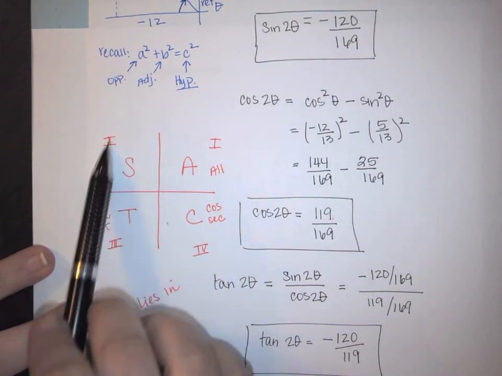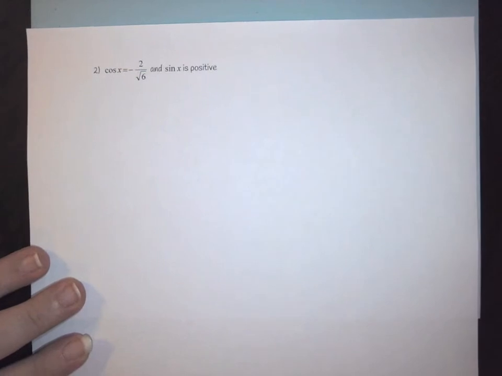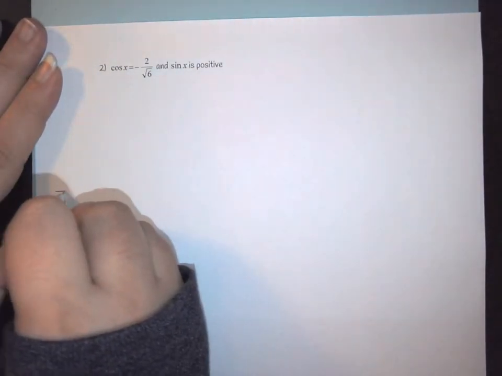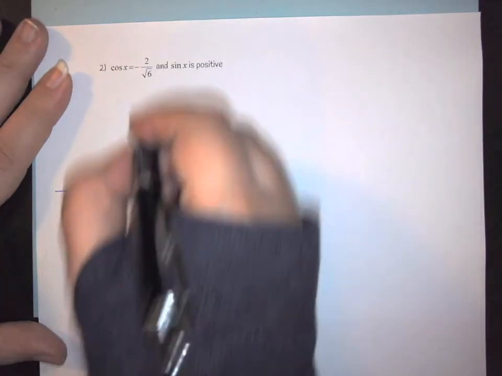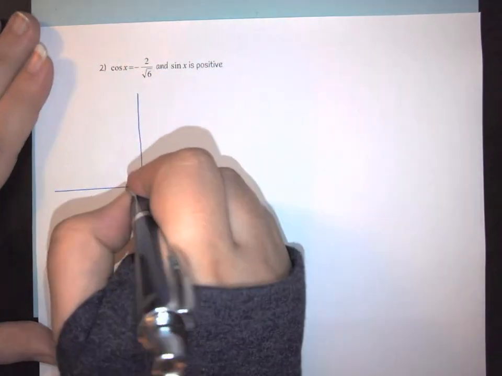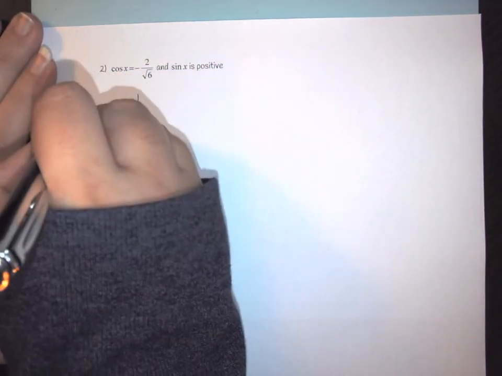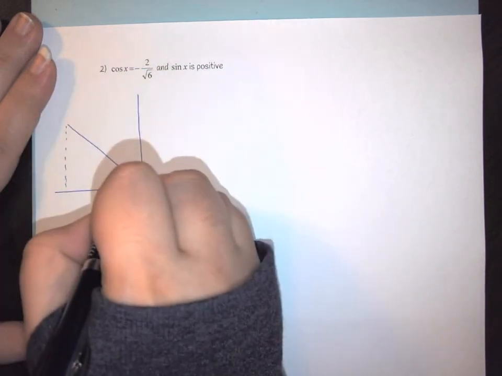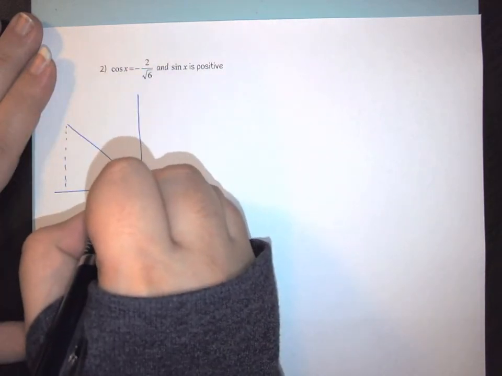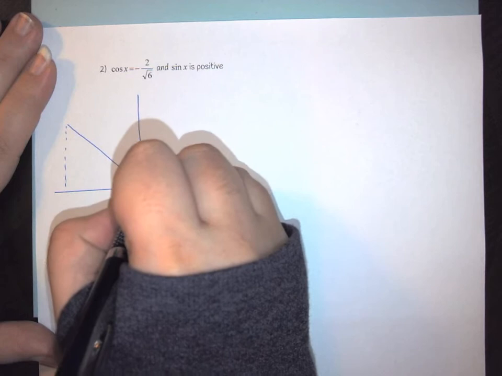My sine is positive in quadrant 2. So my reference angle here, again, is going to fall here into quadrant 2. So I'm going to draw my little angle. So here, again, is going to be my reference.